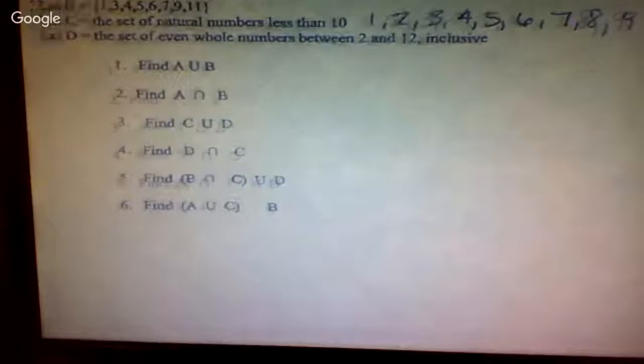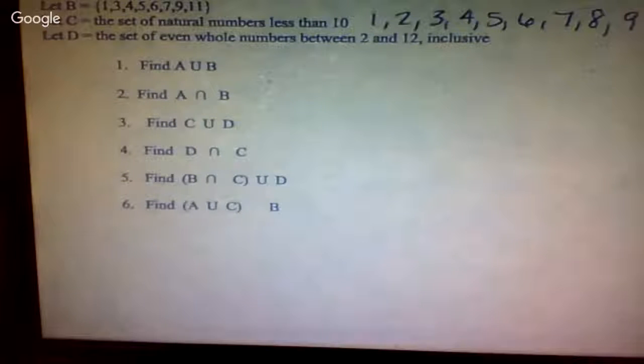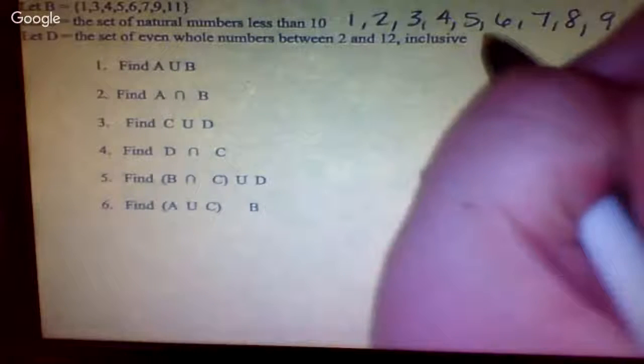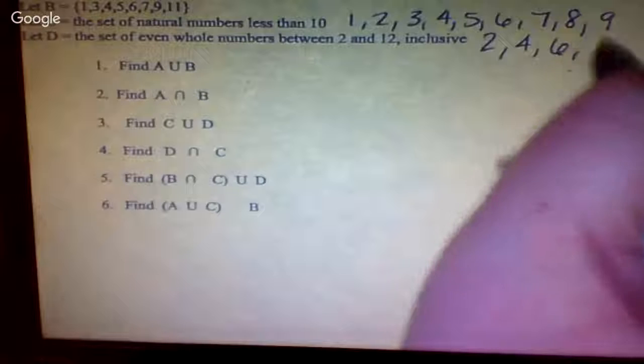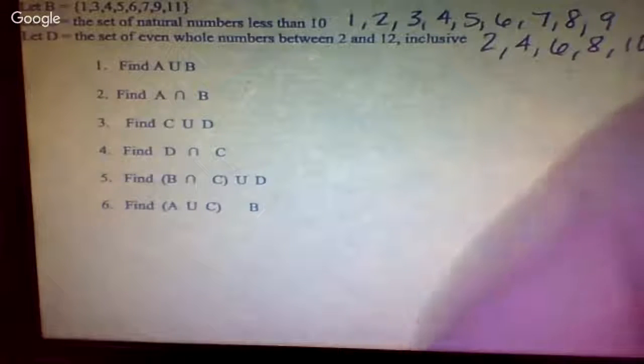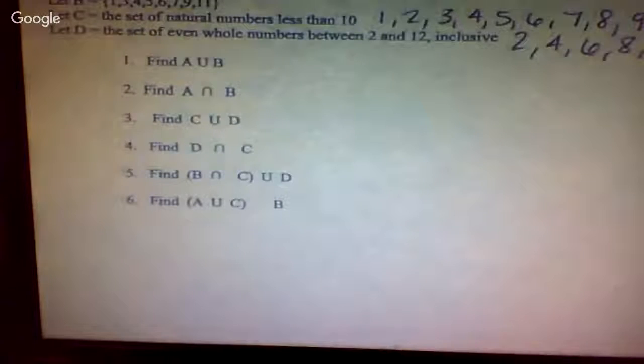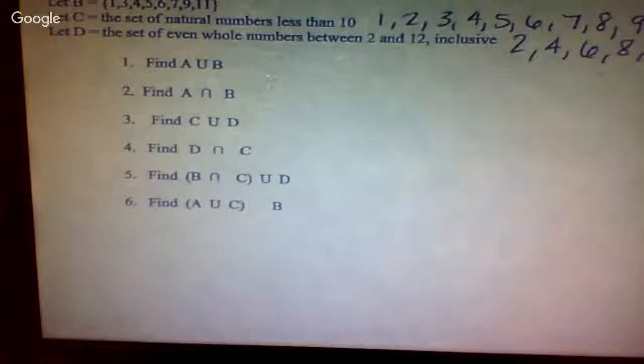Okay. The set of even whole numbers between 2 and 12 inclusive. The word inclusive means that 2 and 12 are part of the set. So 2 is my beginning number of my set. What else belongs in it? 2, 4, 6, 8, 10 and 12. If they would not have put in the word inclusive, it would have just been 4, 6, 8, and 10. That inclusive brought 2 and 12 into the mix.